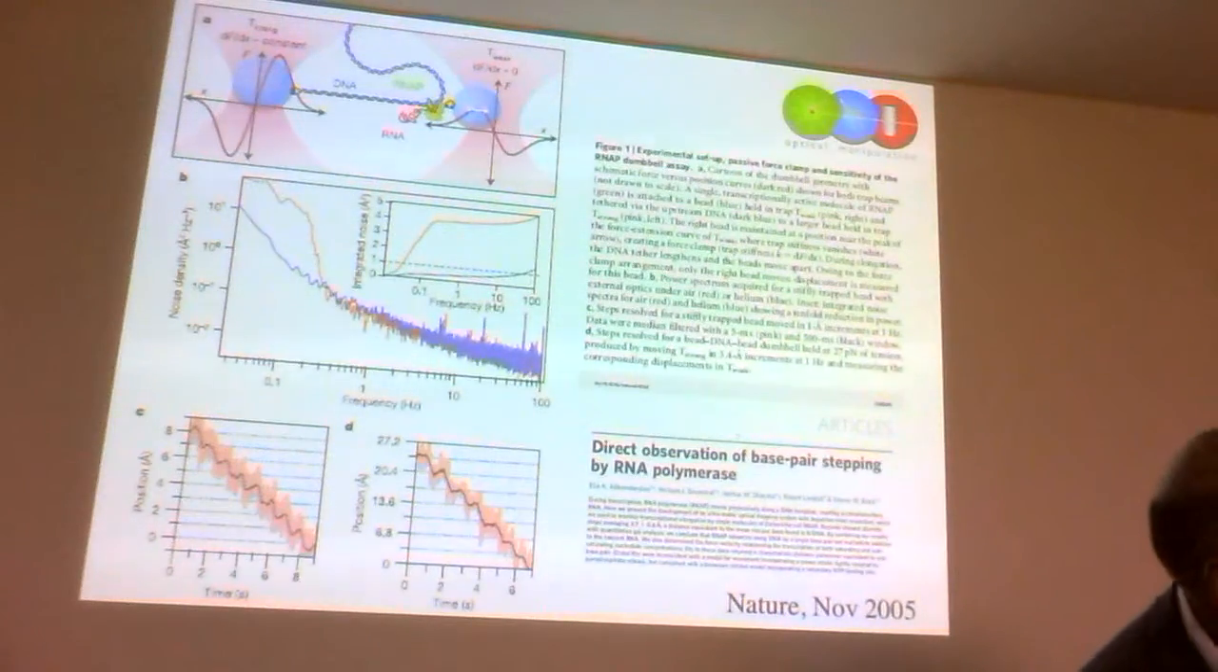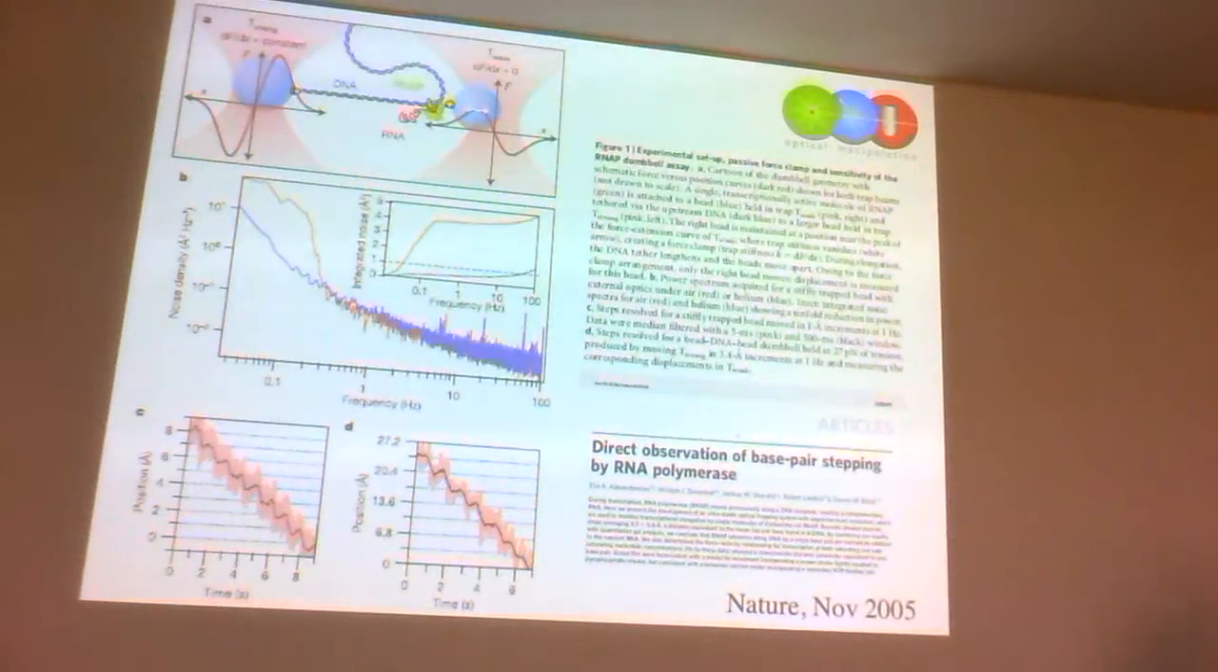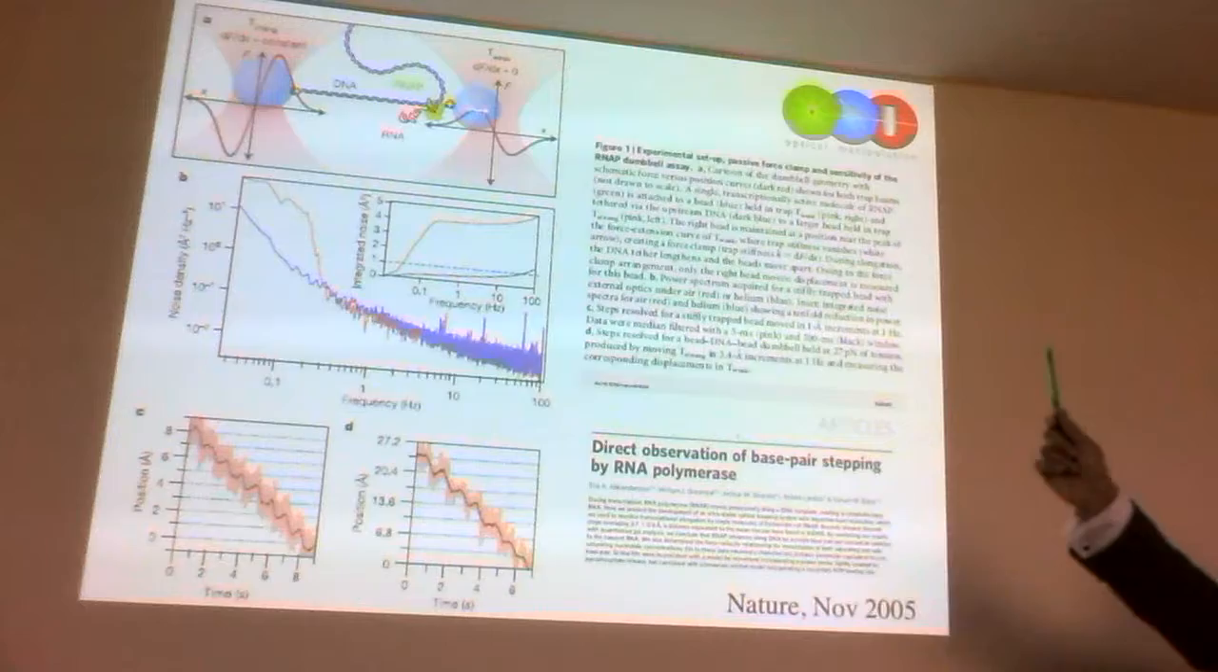This is an amazing paper by Stephen Block's group in 2005, where they measured an RNA polymerase dumbbell assay. That's actually one of the tenets of fundamental biology measured. Let me cut to the chase. Just look at the top right bead.